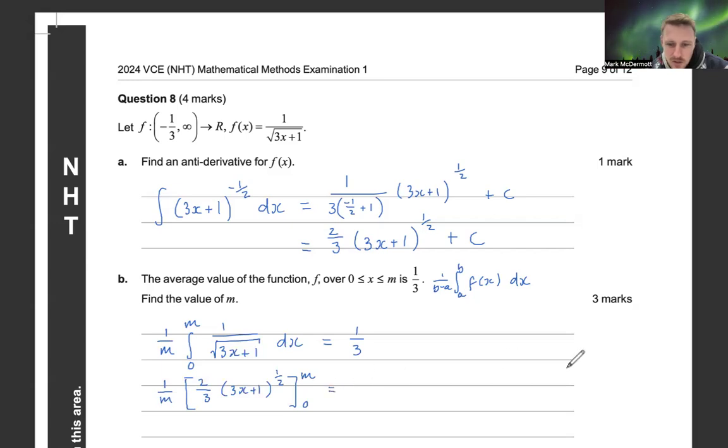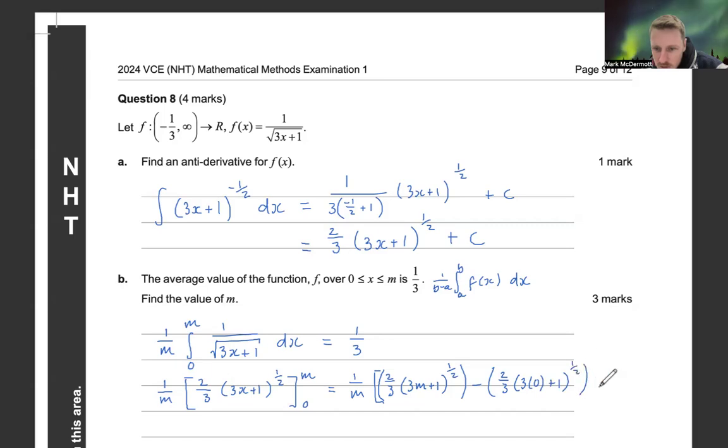And that equals, okay, I'm going to say this all equals 1/3 at the end, just so I can do another line of working out. So there's 1 on m. Okay, sub in m. So you're going to get 2/3, 3 times m plus 1 to the 1/2. Put that there, and then sub in 0. This is going to be 2/3, 3 times 0 plus 1 to the 1/2. And all of that equals 1/3.